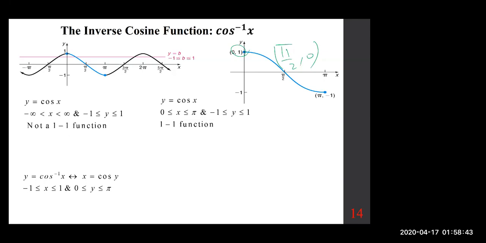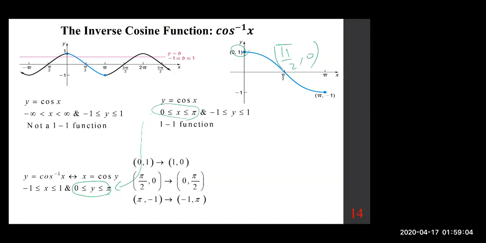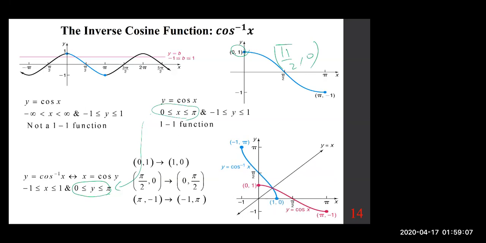Domain was 0 to pi. It's the range now. Range was negative 1 to 1, it becomes the domain. Now that's the same as sine. Those are the pairs as I mentioned. And if you graph it, it looks like this, and as you can see, it's symmetric with respect to the line y equals x. It's a very straightforward concept, class. If we learned sine, this goes fairly fast, nice and easy.